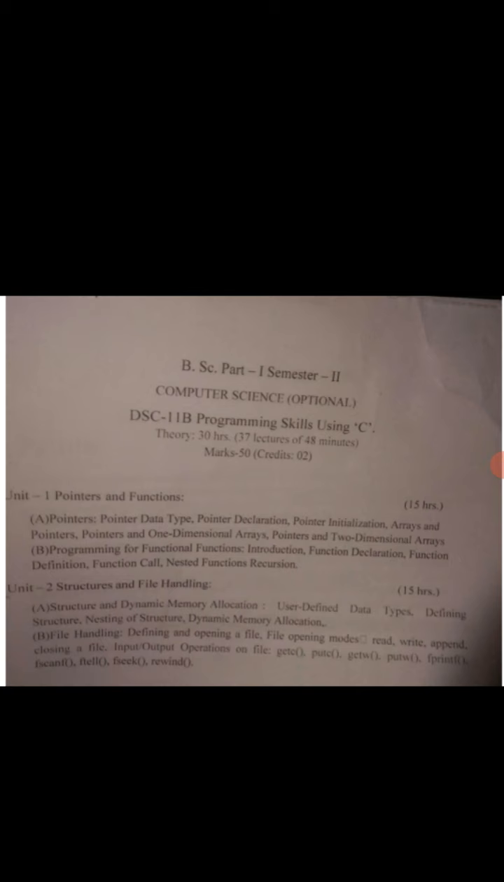Pointers can be defined as follows. A pointer is a variable that stores the address of another variable. A pointer in C is used to allocate memory dynamically, that is, at runtime. Pointers cover pointer data types, pointer declaration, and pointer initialization.